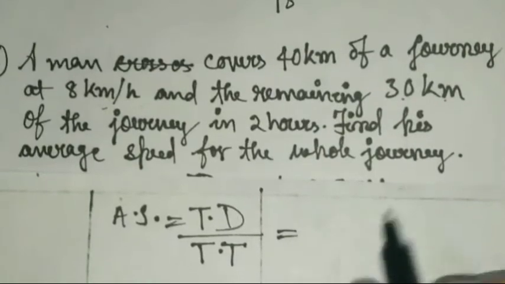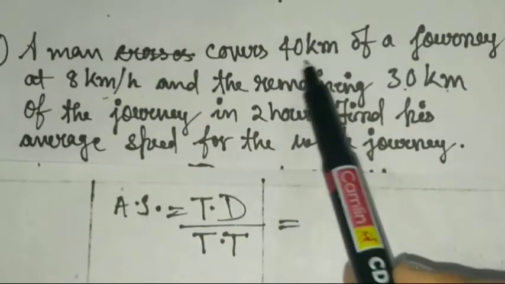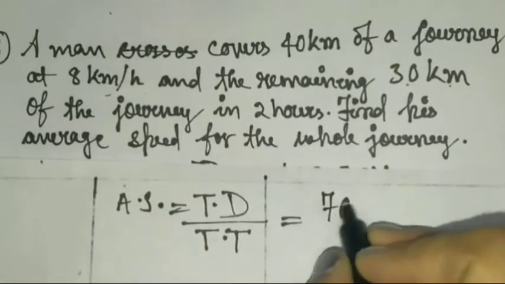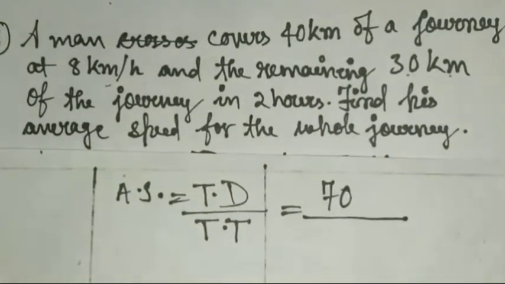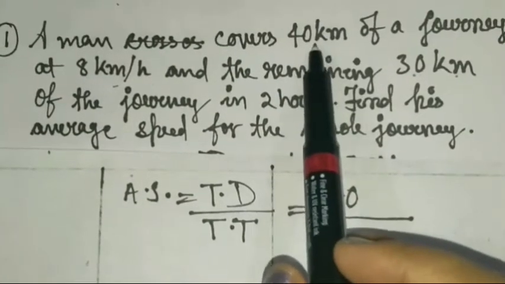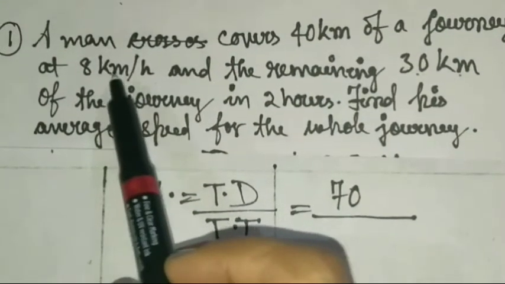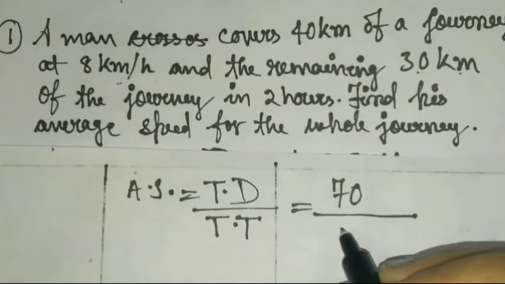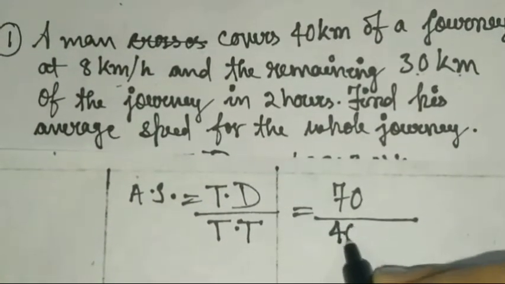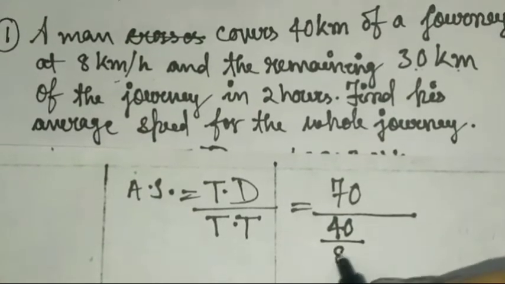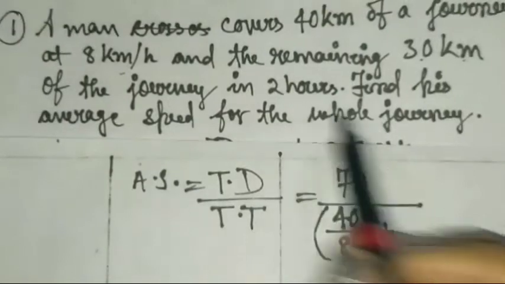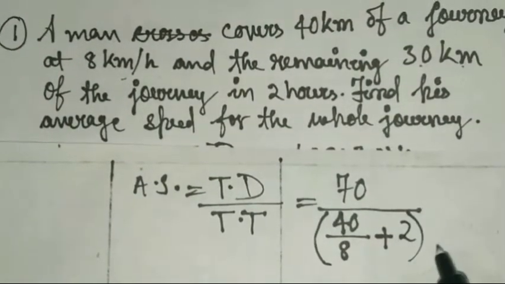We know the total distance is 40 km plus 30 km, so that is 70 km, divided by total time. For the first case we don't know the time, but we know the distance and the speed. Distance by speed is time. So the time is 40 by 8, plus, for the second case we know the time is 2 hours, so plus 2.